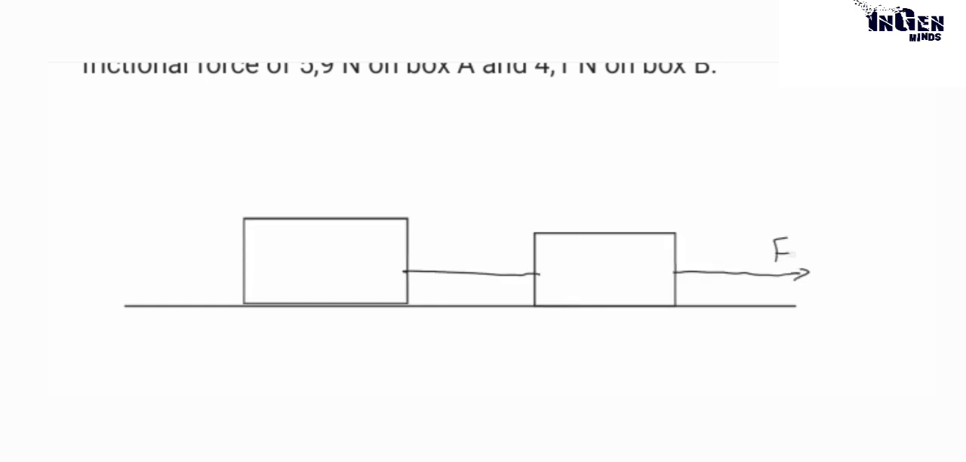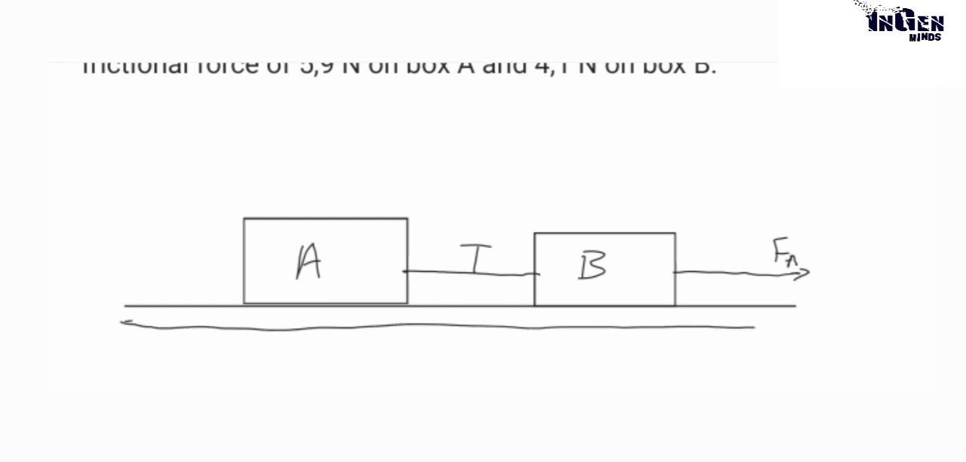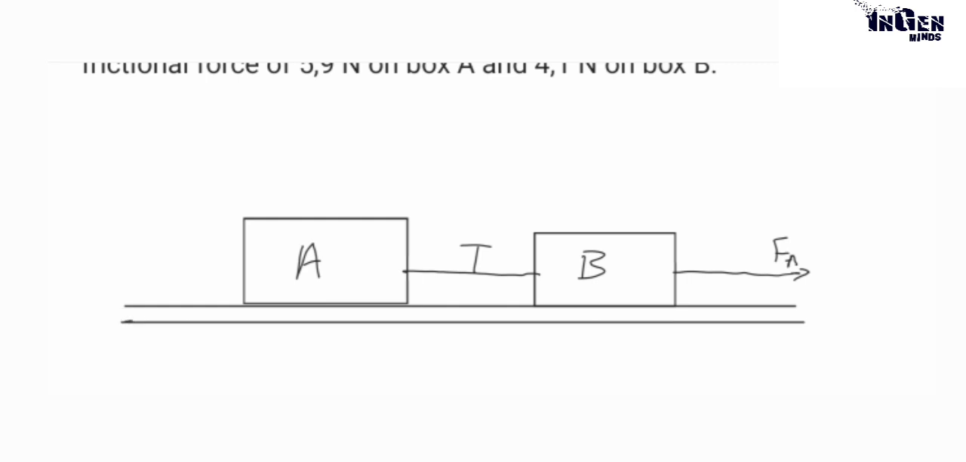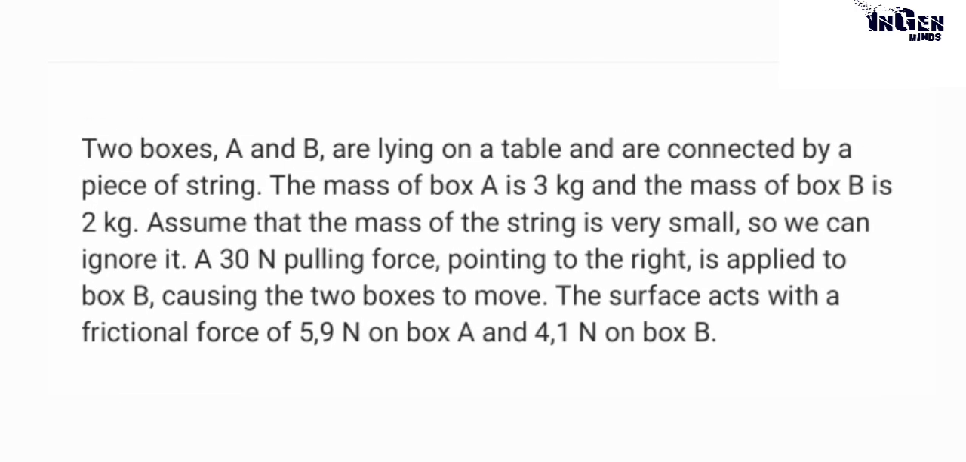You see, this is the force applied, this is the tension. I'll just say this is box A, this is box B. Right, and let me just draw another line right there and just simulate the friction. And also, guys, it's important that when you come across Newton's system, you first point out the forces. So let's go through the statement and actually point out the forces.